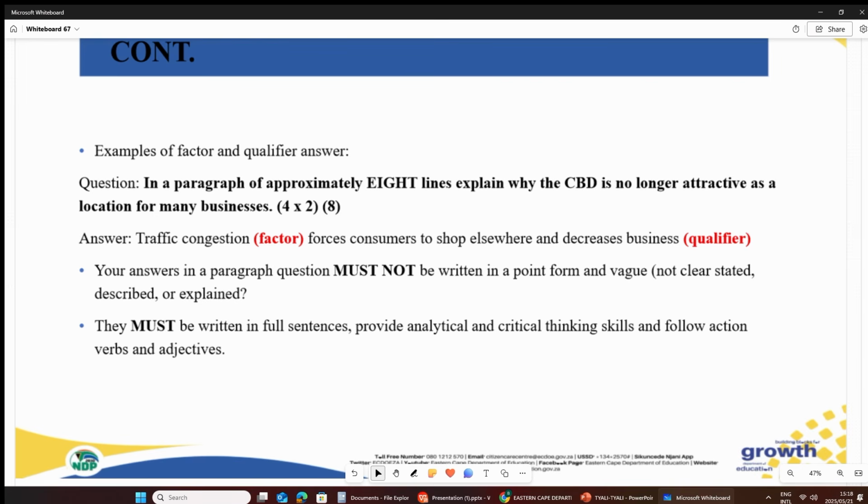For the higher order questions, or the paragraph questions, your answer must not be written in point form, and it must not be vague. By vague, we mean something that is not clearly stated, described, or explained. So your answers must be in full sentences. You must give a full explanation. Analytical and critical thinking skills are required.